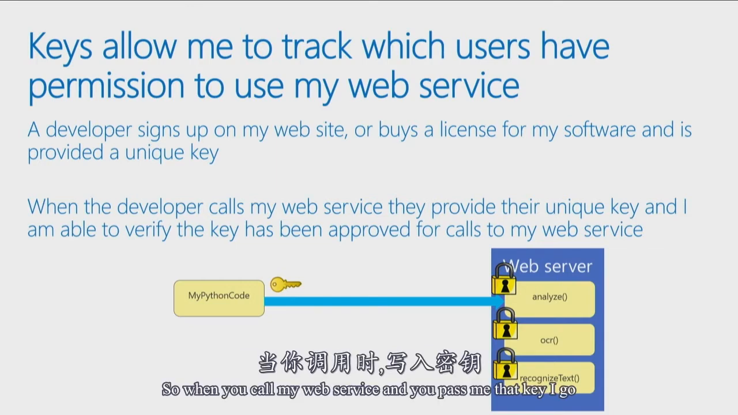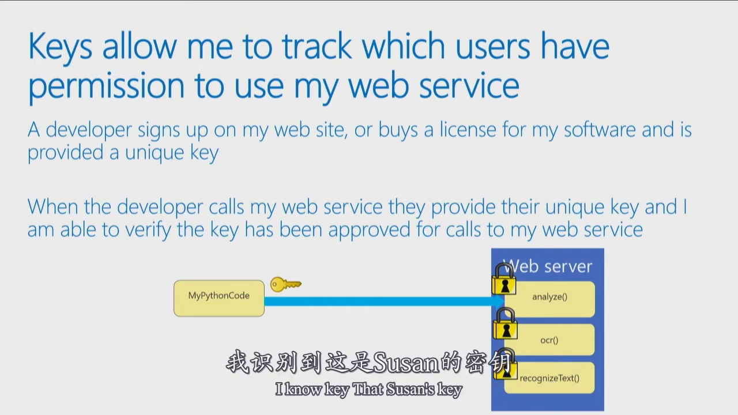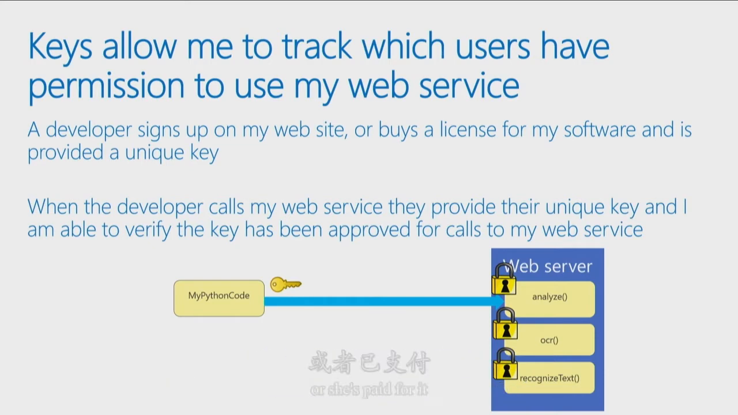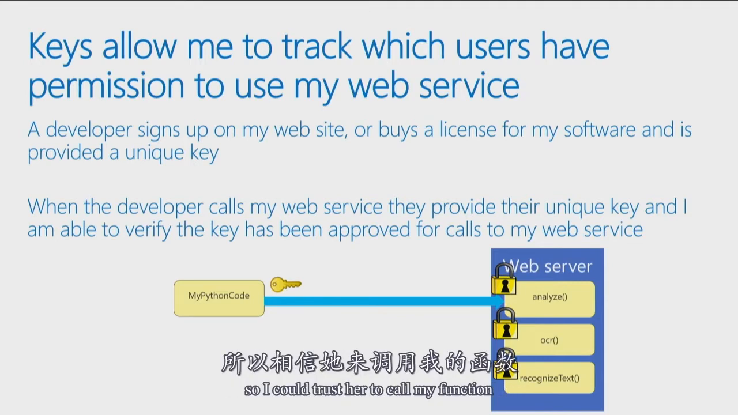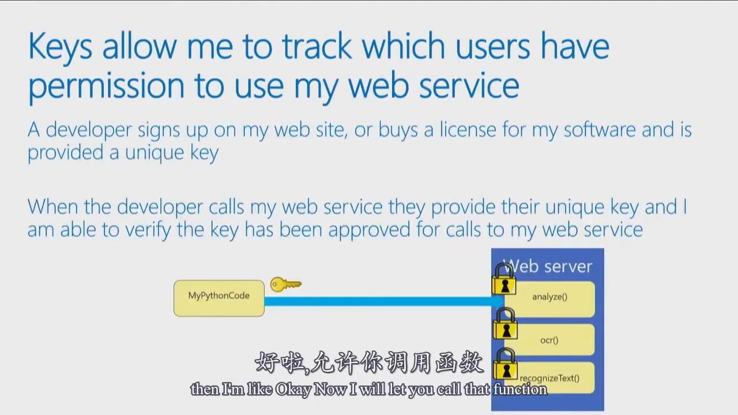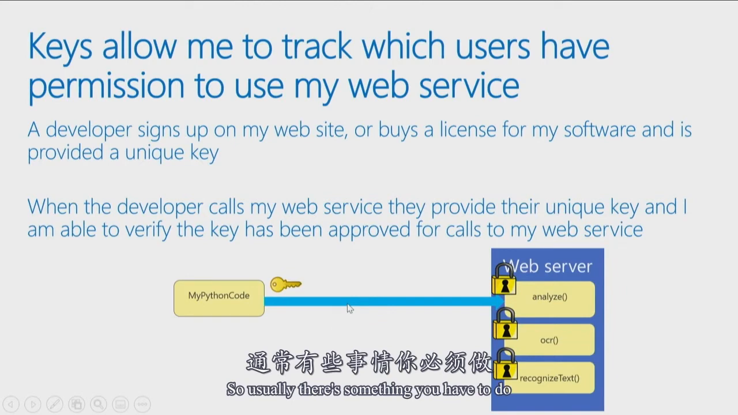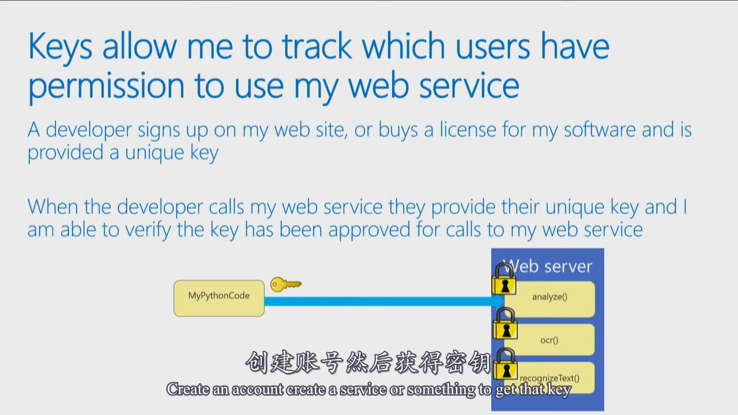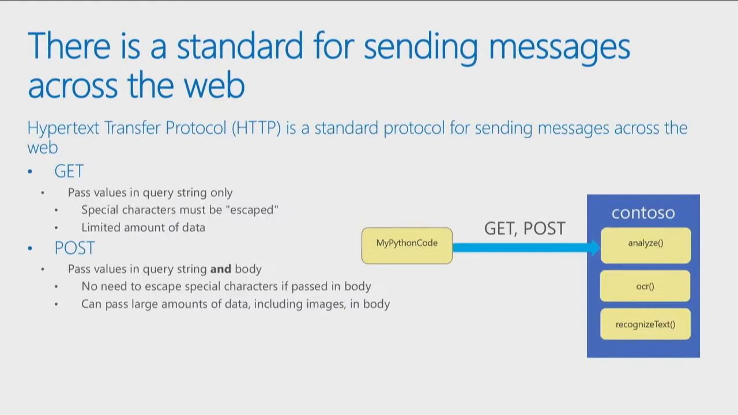So when you call my web service and you pass me that key, I go, oh, I know that key. That's Susan's key. I remember she signed up for it, or she's paid for it, or she gave me the information I wanted to know so I could trust her to call my function. And once I know you have that key, then I'm like, okay, now I will let you call that function. So usually there's something you have to do, create an account, create a service or something to get that key. And that key is basically your permission to call the function that's stored on this web server.